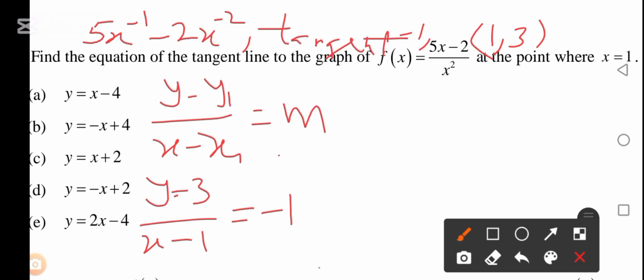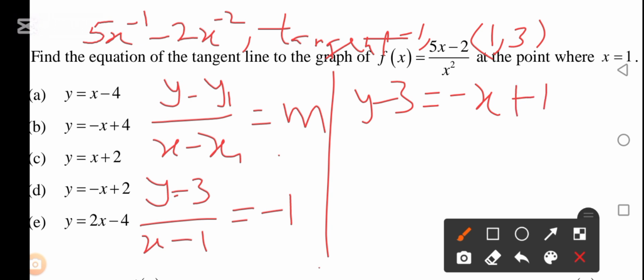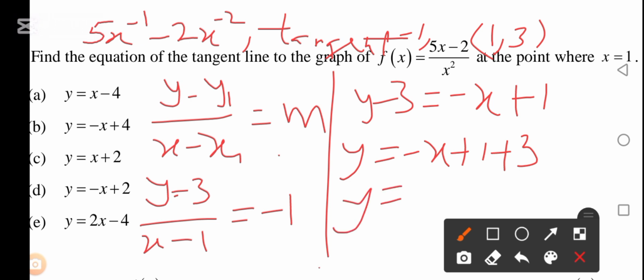So when we cross multiply, we have y minus 3 is equal to negative x plus 1. We multiply x minus 1 times minus 1, that is minus x plus 1. So we rewrite this as y is equal to negative x plus 1 plus 3. When that 3 comes to the other side, it becomes positive. So y is equal to minus x plus 4. This is the equation of the straight line. That tells us that option B is correct.